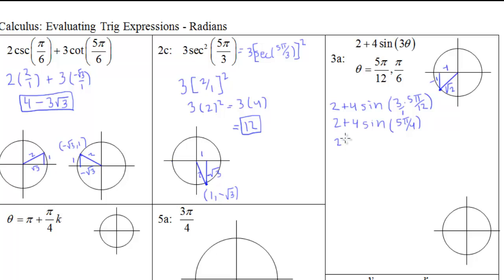So then this is 2 plus 4 times the sine of 5 pi over 4. Sine is y over r. So you get negative 1 over root 2. Or 2 plus 4 multiplying negative root 2 over 2 if you rationalize. And so this is 2 minus 4 root 2 over 2, or 2 minus 2 root 2.